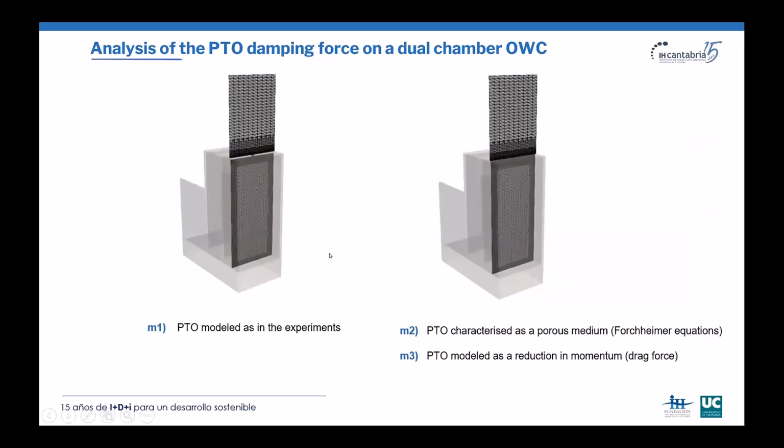Something that I want to point out again is that for the first approach, we are going to model exactly the experiments. So we're going to model the hole as it is in the experiments. But for the second and third approaches, we are not going to model this hole, but we are going to add this kind of area which is going to be characterized in the second approach by a porous medium following the Forchheimer equations, or in the third approach as a reduction in the momentum, adding directly in the equations a drag force.